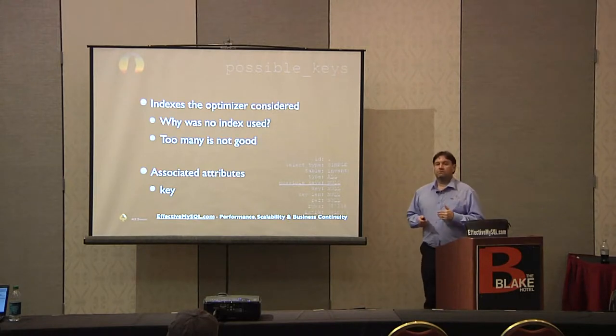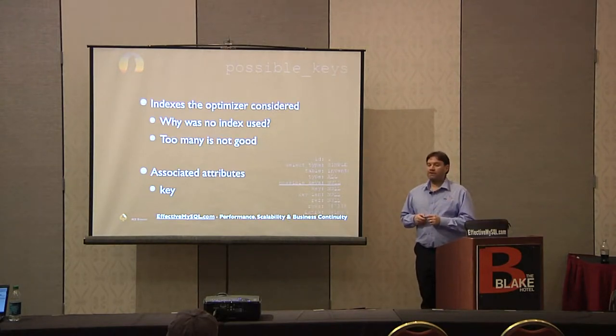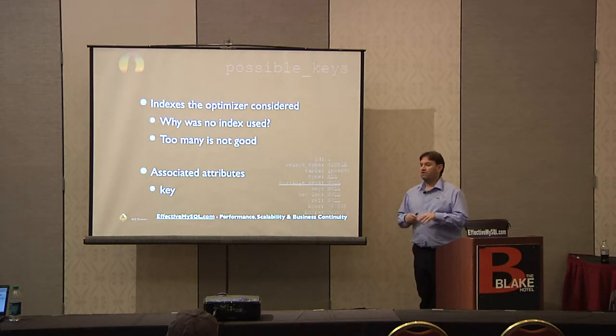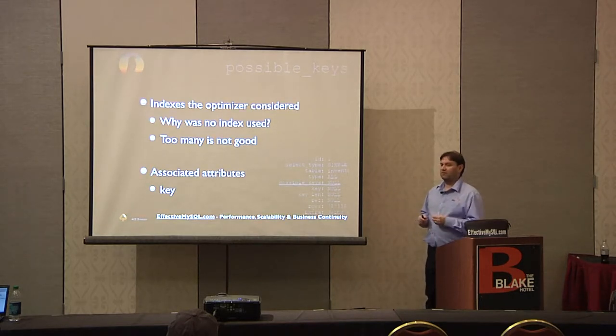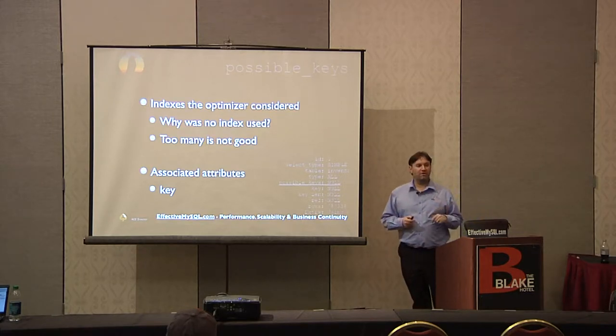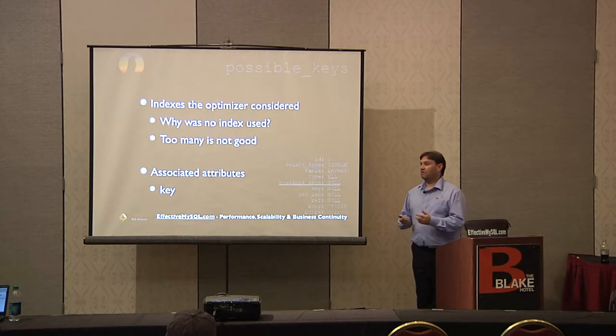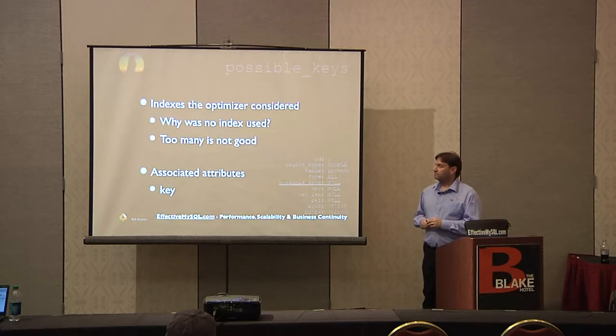Now, key tells you what was used. Possible keys tells you what the optimizer considered to use. These are part of the different types of tree traversal that it's going through and the pruning that it's going to do to eliminate these indexes as less efficient to retrieve the data that you want. So if you see some possible key values and then you see no key value, then you can see that the optimizer made a choice that it decided it was better not to use an index. And sometimes you may have to ask the question, why?